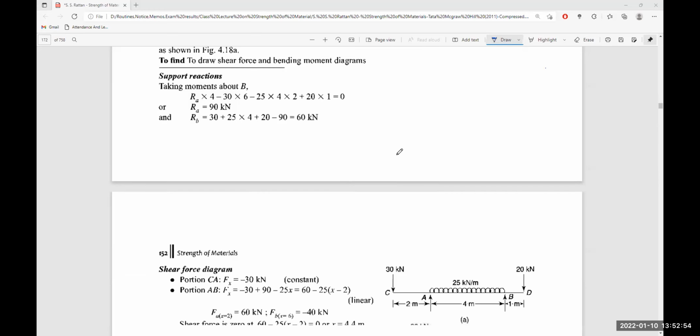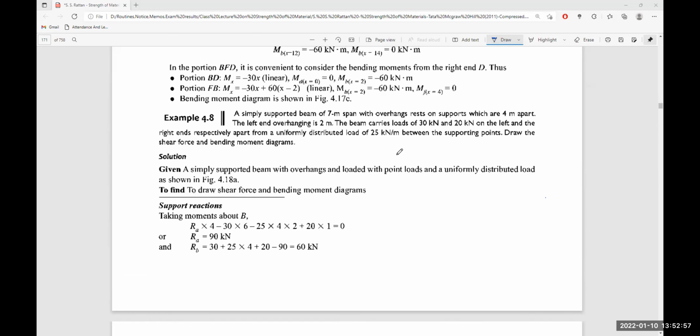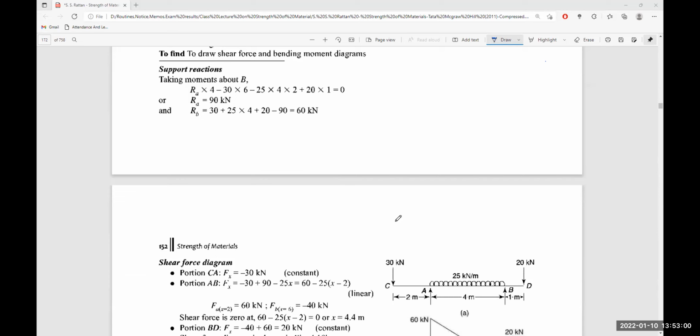So what is given in the problem is: the total span length is 7 meter, which is 2 plus 4 plus 1 equal to 7 meter. One load of 30 kilonewton is applied at the point C, the extreme left point. The beam is supported at the points A and B. The left-hand support is 2 meter away from the end, in between there is 4 meter length, and the right-hand overhang is 1 meter. It carries another single vertical load of 20 kilonewton at the right end.